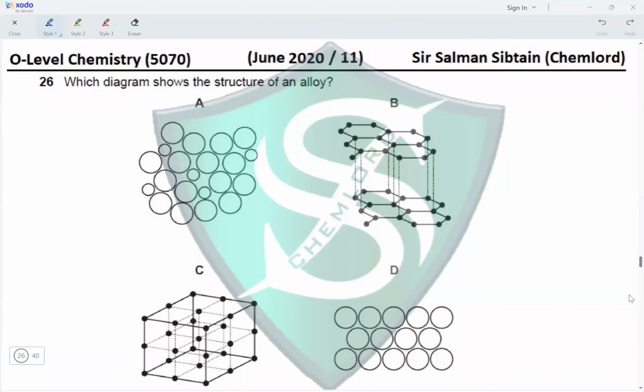Question 26. Which diagram shows the structure of an alloy? An alloy would have different sizes of atoms arranged in a lattice. So A has different sizes of atoms arranged in a lattice. A is the structure of an alloy. B is the structure of graphite because it is occurring in layers with intermolecular forces between them, represented by dotted lines. C is the structure of an ionic lattice.